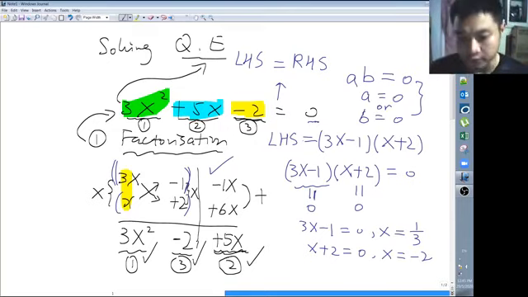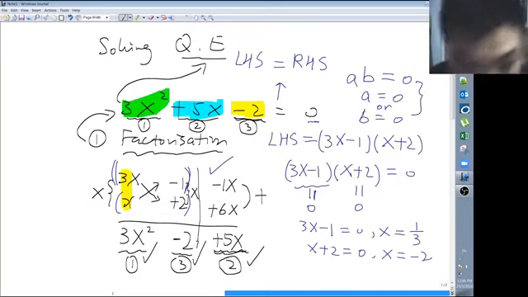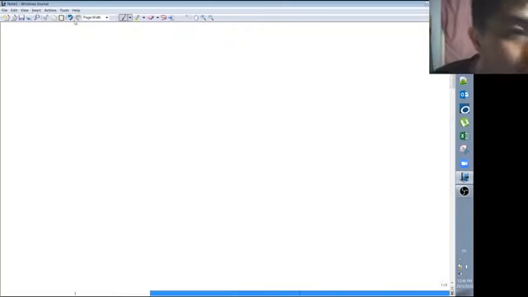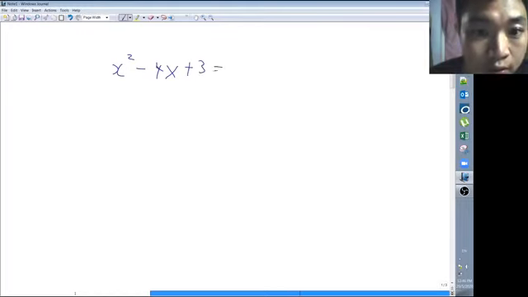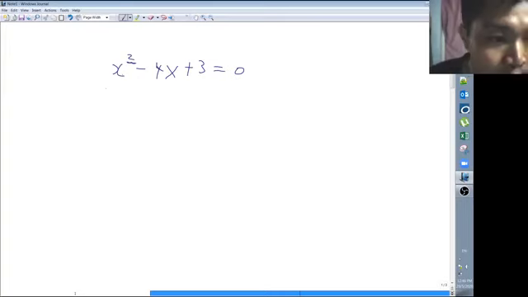Let me go ahead and do one more question to familiarize yourself with this factorization method. Let me insert another page. So the question here is x squared minus 4x plus 3 equals 0. First thing first, this is a quadratic equation. The highest power of this equation is 2. So therefore we can use the factorization method.